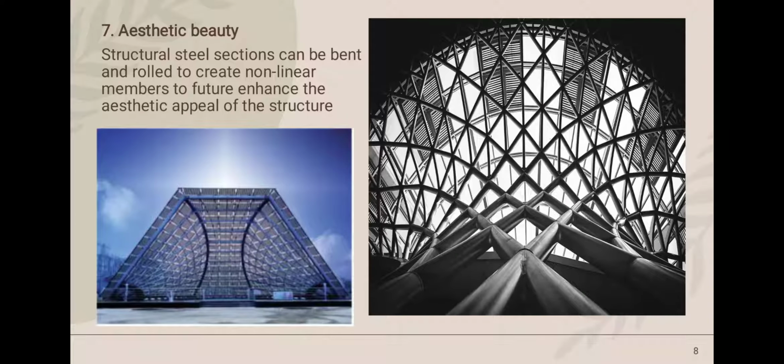Aesthetic beauty means in steel we can make beauty by curving, rolling, straightening or bending. Any type of design can be made by steel. This is known as aesthetic beauty. Structural steel sections can be bent and rolled to create non-linear members to further enhance the aesthetic appeal of a structure. By seeing the picture you can know that.